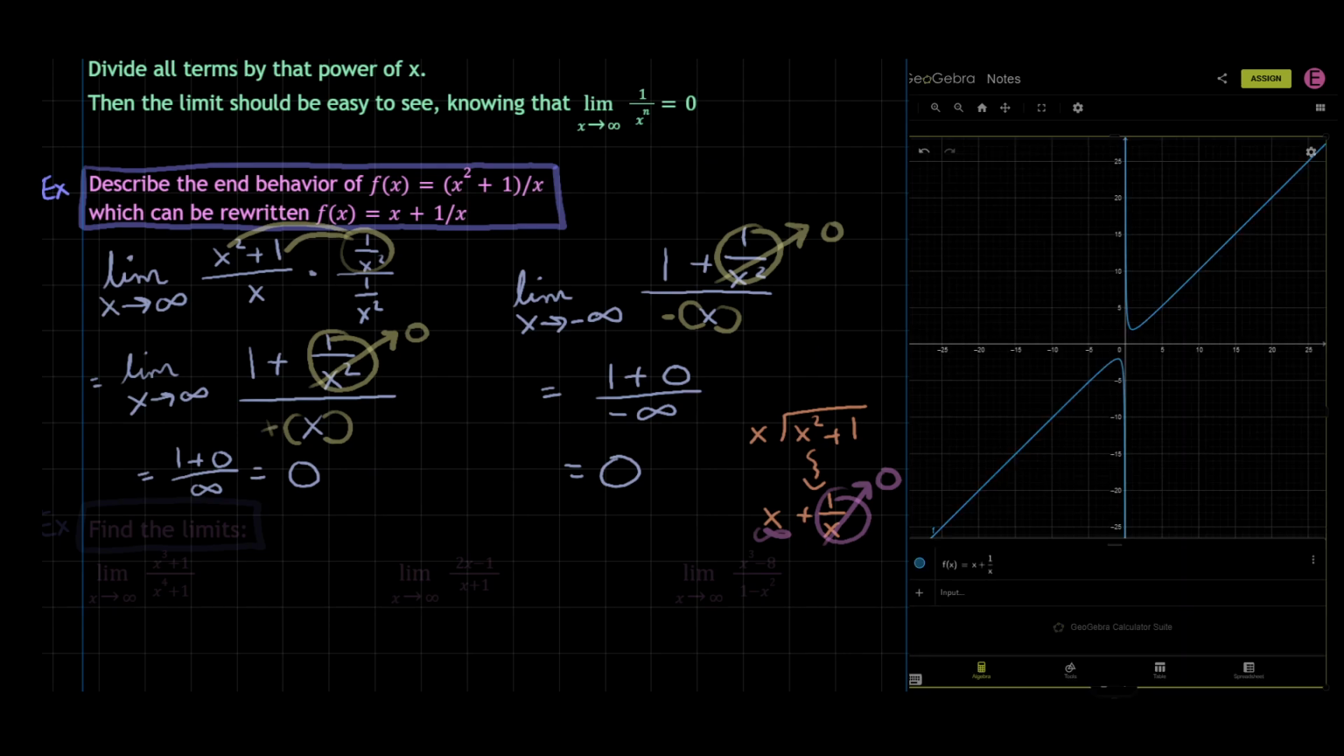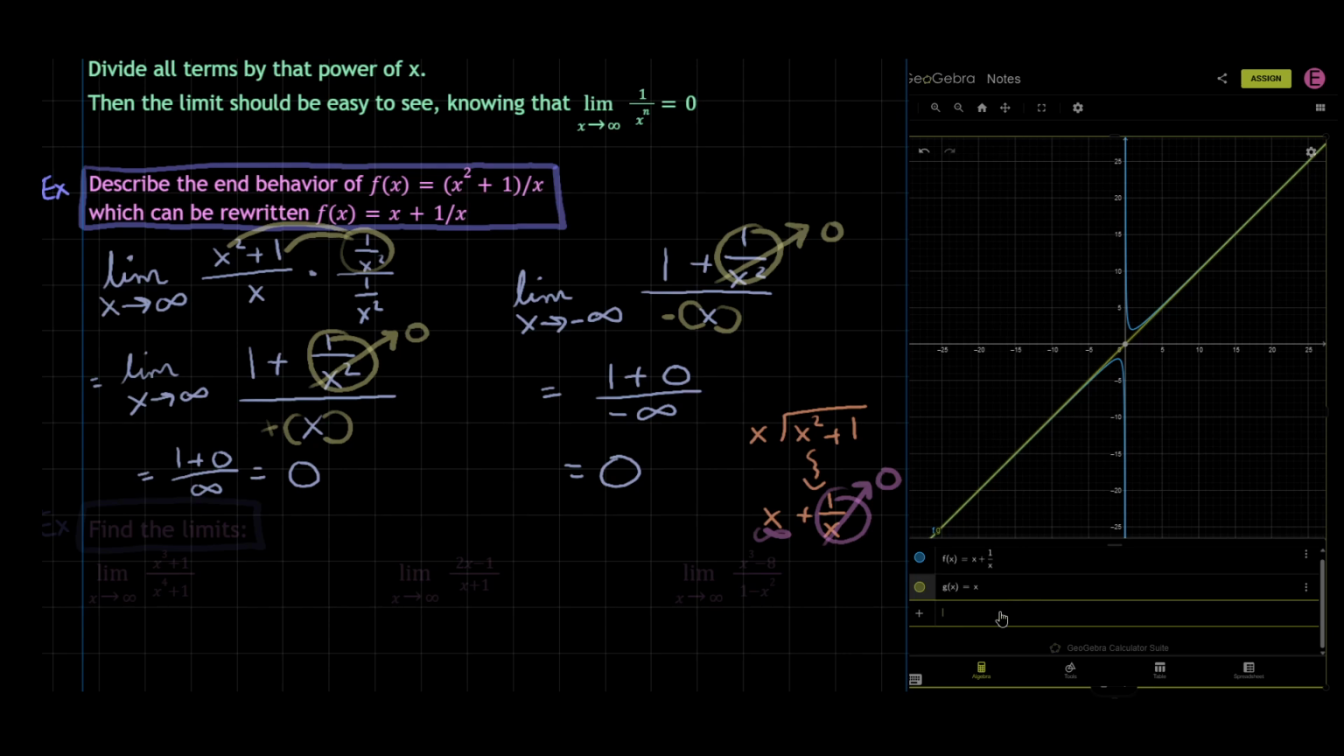So here's our graph, and look at what is happening as x gets really large. Yes, it's going to negative infinity in this direction and positive infinity in the positive direction, but what we have here is a slant asymptote, specifically at y equals x.